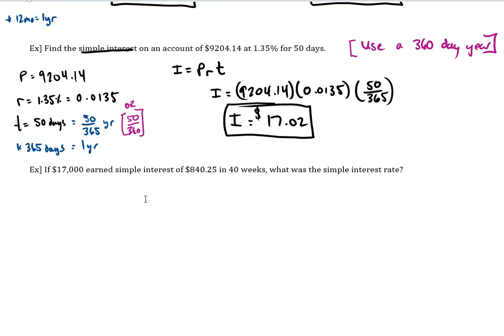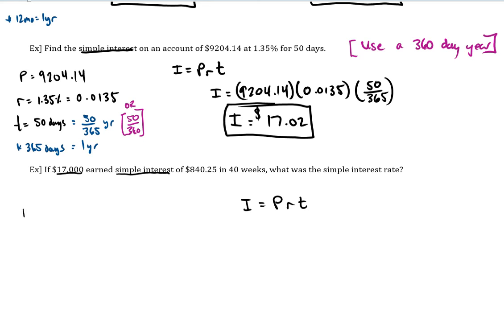So if $17,000 earned simple interest of $840.25 in 40 weeks, what was the simple interest rate? Okay, so they're asking for something different, but we still see the phrase simple interest. So we have our formula, I equals PRT. And then to the left over here is where I'll write everything down that's important to us.